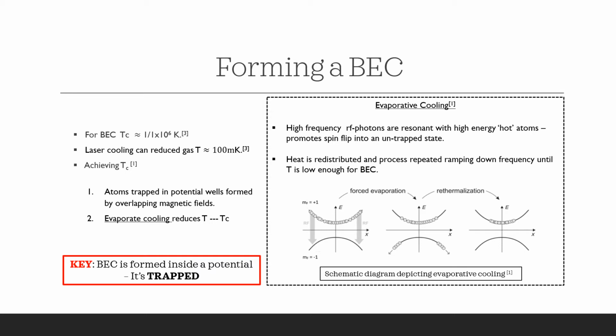The process of evaporative cooling is therefore as follows. Higher frequency radio frequency photons of similar energy to the gaps in between these Zeeman levels cause the hot atoms at the corners of the potential well to flip spin states and therefore evaporate off down the potential hill. The system then rethermalizes this energy and the process is repeated, lowering the frequency until the hot atoms have all been evaporated off, and this allows us to reach the critical temperature. The important point to note is that the Bose-Einstein condensation can only be formed inside a potential well. And what this means is that the Bose-Einstein condensate is effectively trapped, it is localized in space.